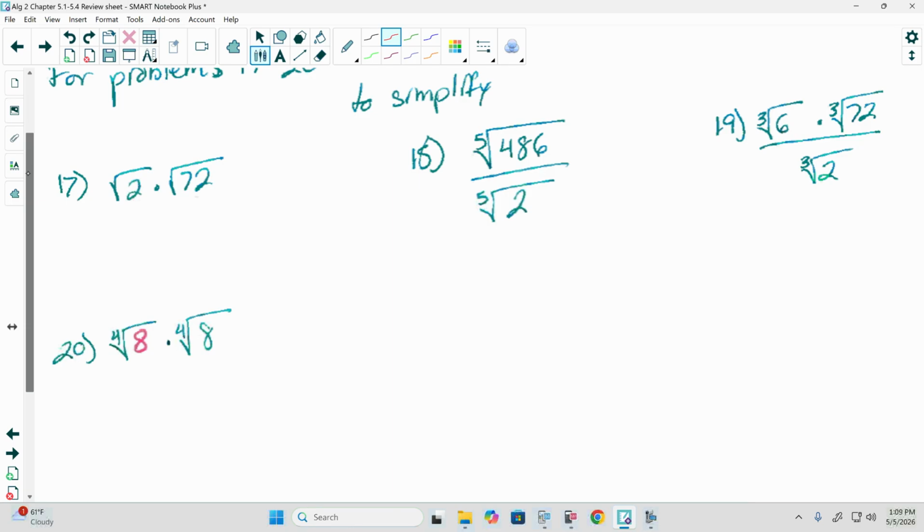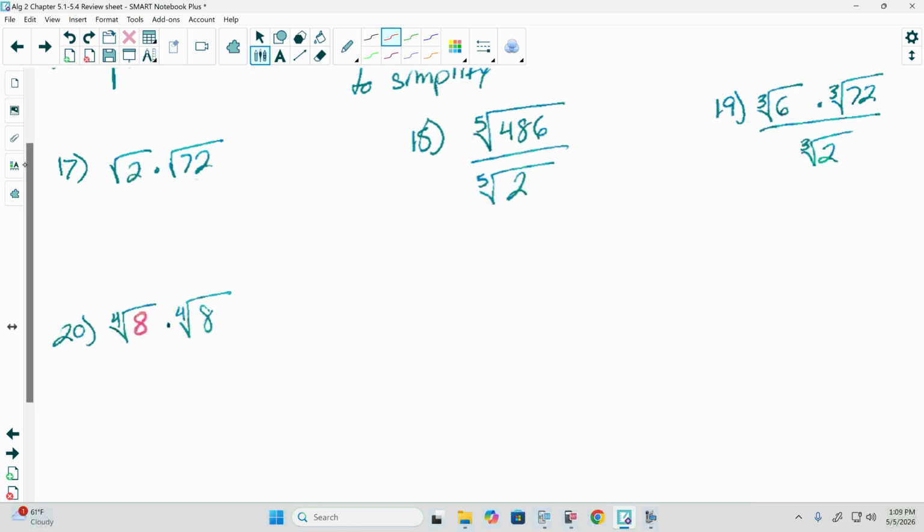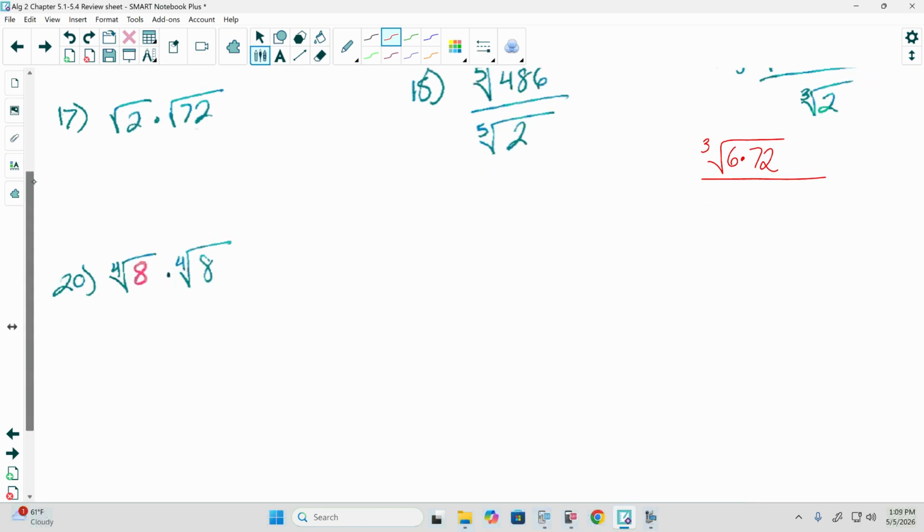The cube root of 6 times the cube root of 72 all over the cube root of 2. Now this one looks like, again, probably one that the calculator is going to throw an irrational number at us. So we can use our properties of radicals to simplify. The cube root of 6 times the cube root of 72, since they are the same radical, we can multiply what's inside. And unfortunately, the denominator is just the cube root of 2. There's nothing we can do to it.